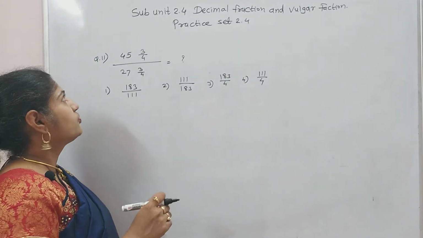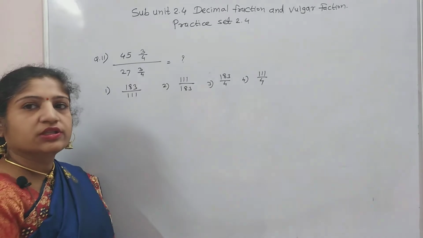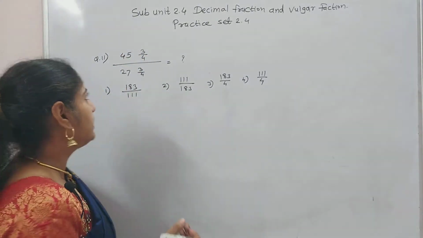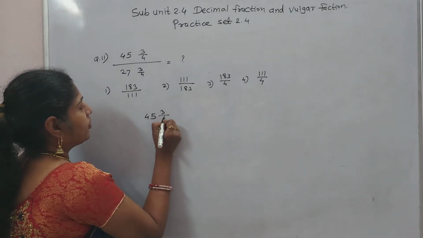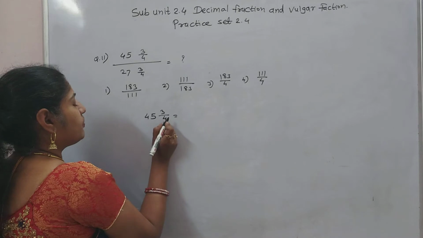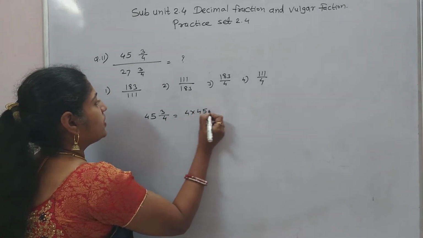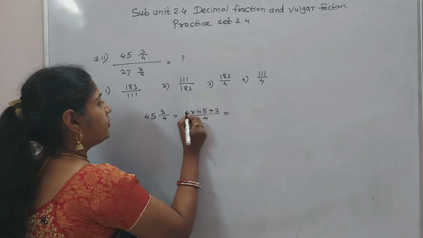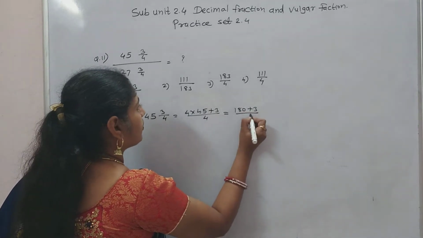Next question is 45 integer 3 by 4 divided by 27 integer 3 by 4. This is the mixed fraction. Make it in the simple fraction. 45 integer 3 upon 4. So 4 into 45 plus 3 upon 4. 45 into 4, 180. 180 plus 3, 183 upon 4.